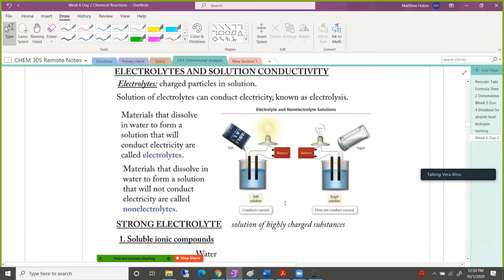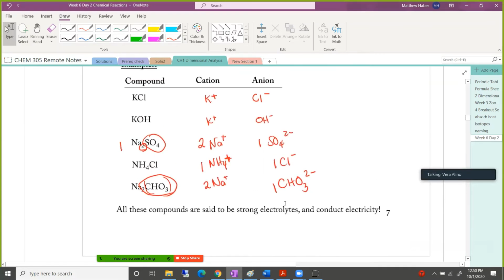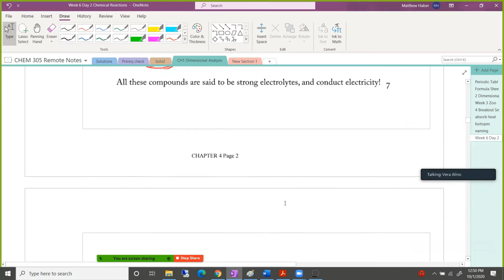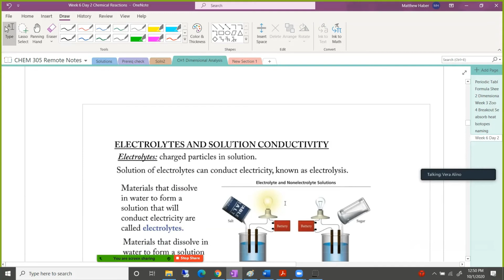Okay, now since you have ions in your solution, in your water, it's actually going to make your water able to conduct electricity. Okay, so now you have formed an electrolyte solution. What is an electrolyte solution? It means that you have some charged particles present in the water. And these charged particles can conduct electricity.